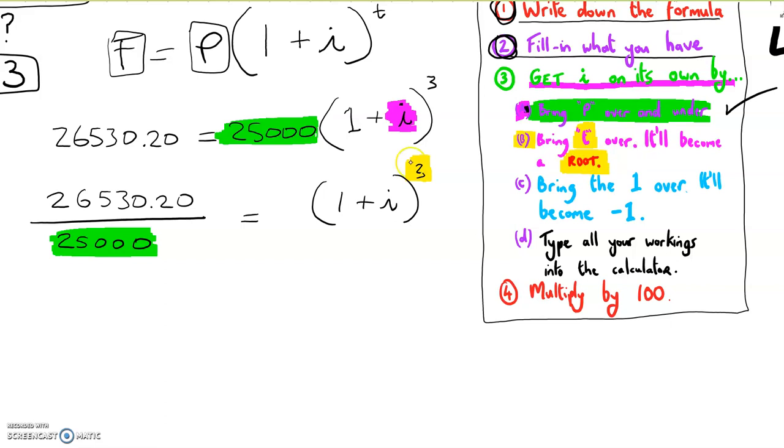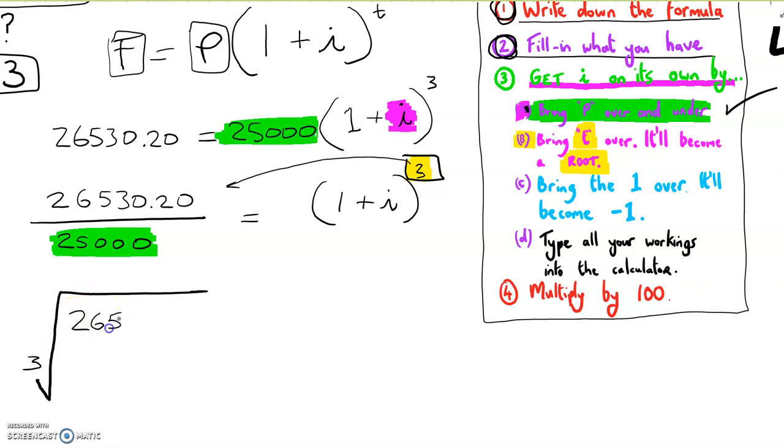So I'm going to move it now. It's going to come over here. It's going to come over to this side. And when it comes over to this side, it changes to a root. And because it's the power of 3, it changes to the root 3. Okay? Now everything else that was there is still there.